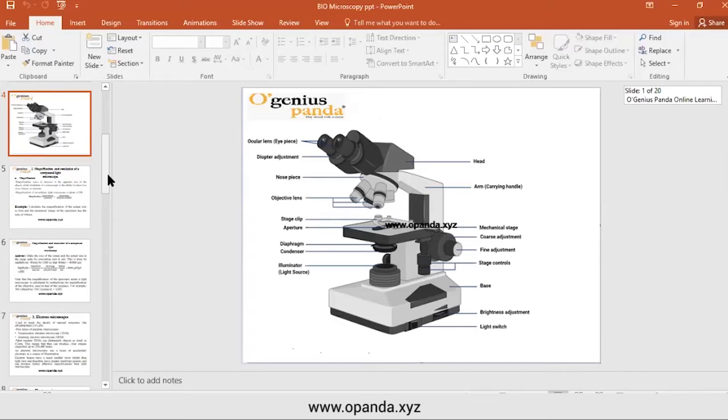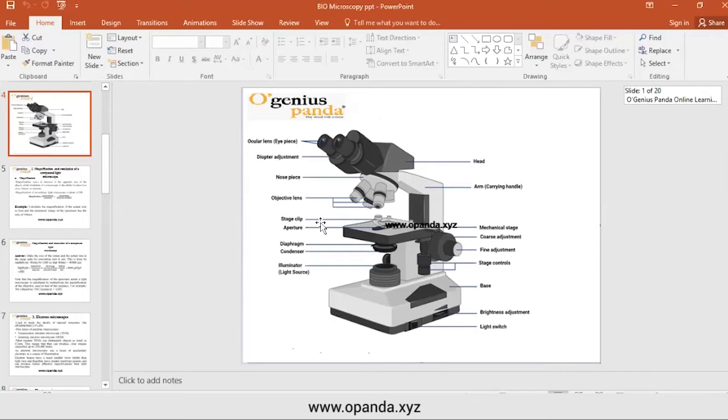The objective lenses are for magnification, and we have different magnifications. We start with 10x, 40x, and 100x. Those are different magnifications. We're going to meet them during our exercises. You see there the arm carrying a handle. When you carry your microscope, this is the place where you hold it with your arm. It's called the carrying handle, where your hands should be when you lift.